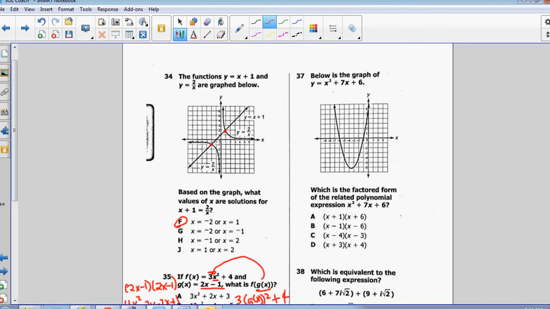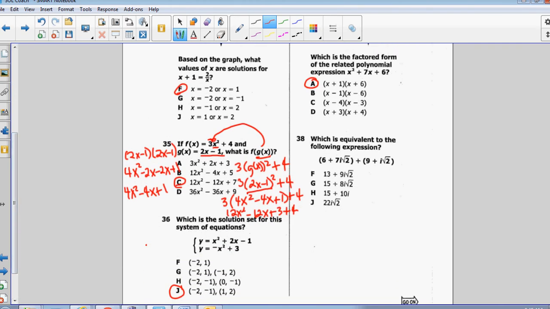Okay. 37, which is the factored form of the polynomial. So if you can see the zeros, then you know what the factors are. If there's a 0 at negative 6, then there's a factor of x plus 6. And if there's a 0 at negative 1, there's a factor of x plus 1. So that matches answer A.